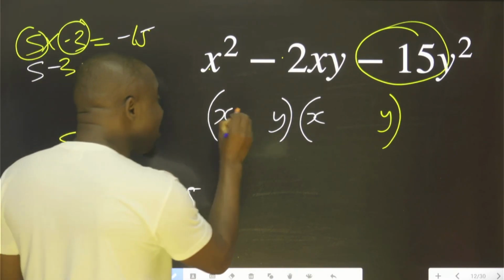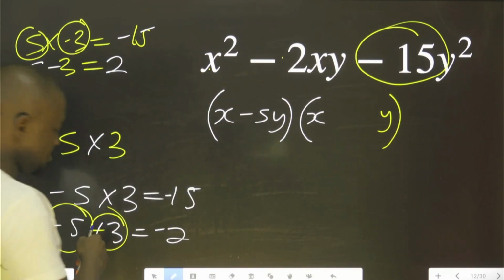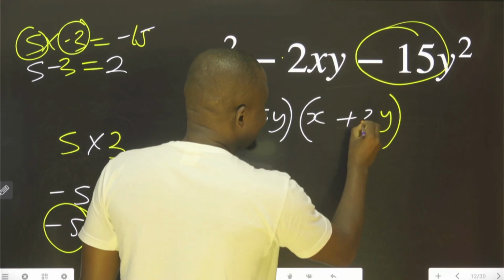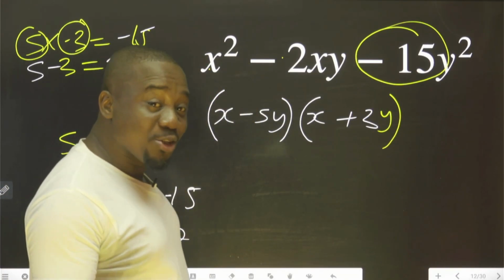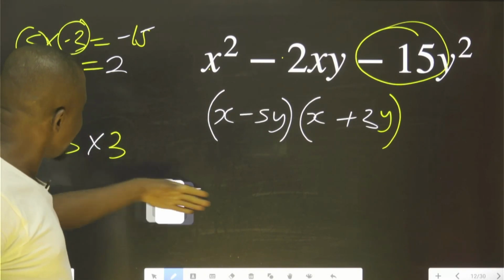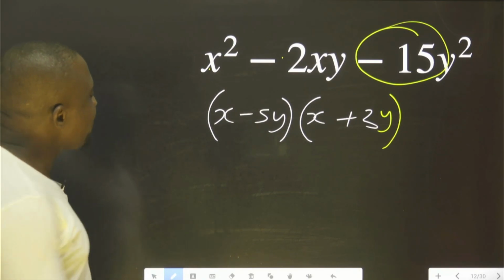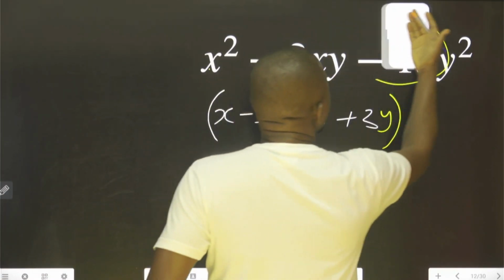So therefore, simply come to this place and do minus 5 plus 3. If you want to follow the log method, still the same thing. You are still going to arrive here. After you have done this, the next thing we need to do now is to ask ourselves, if we expand this, can we still come back to this?